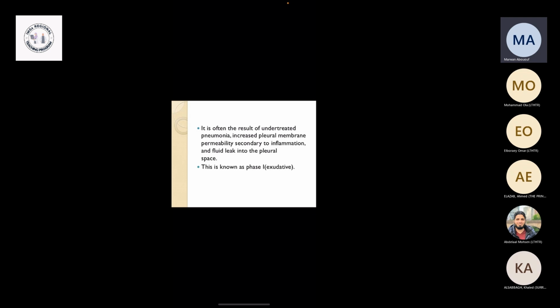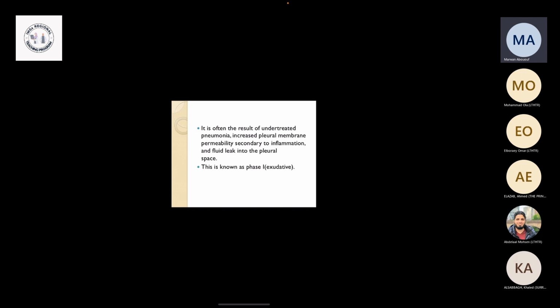The exudative stage is characterized by accumulation of sterile pleural fluid. We are saying it is sterile because there is no bacteria. It's a reaction to the pneumonia present on the same site. As a result, inflammation leads to an increase in capillary permeability. The increase is caused by the release of various cytokines like interleukin-6 and interleukin-8, tumor necrosis factor, and vascular endothelial growth factor.